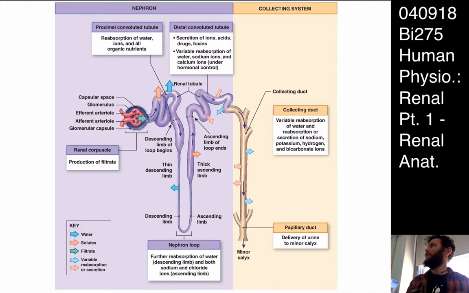Am I going to go through the little bits and bobs here? Yeah, I think I will. Might as well. So at the glomerulus, this is where we have filtrate produced. We'll see how that works in another slide or two here.